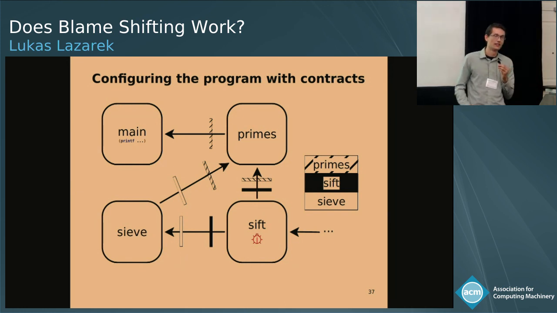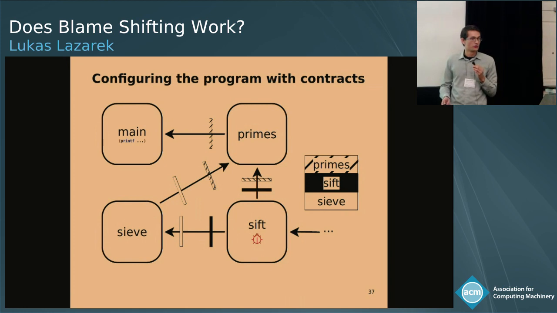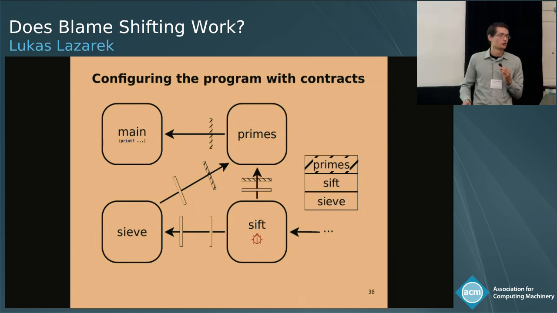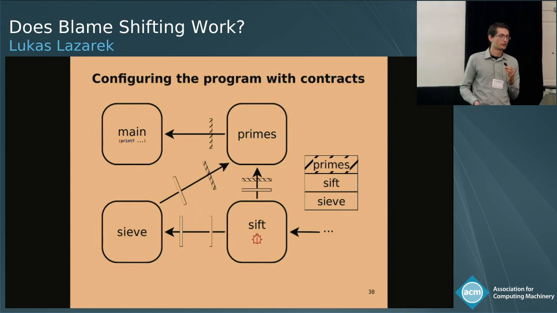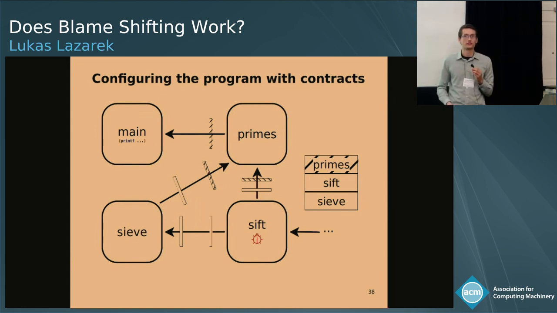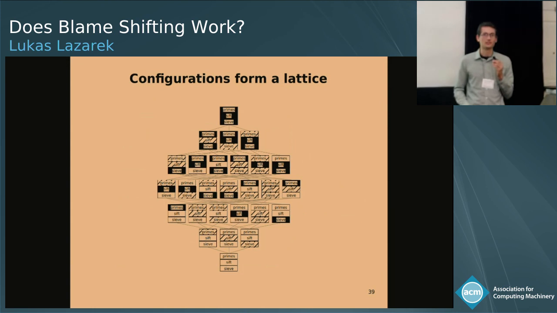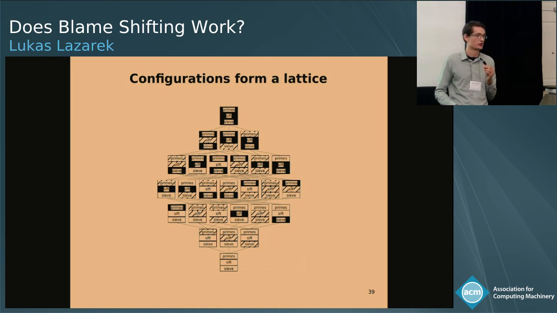So for example, this is a configuration for the three components primes, sieve, and sift. I'm only focusing on these three components for simplicity's sake again, but in general, we need to configure every component in the program. Another example of a configuration might be like this, which configures sift with slightly weaker contracts. So these configurations can be partially ordered by the strength of their contracts, forming a lattice that looks like this. And then performing the process of blame shifting forms a path through this lattice that we call a blame trail.